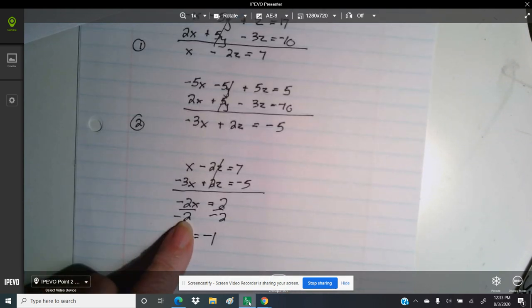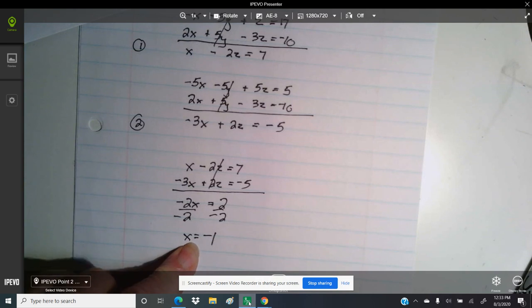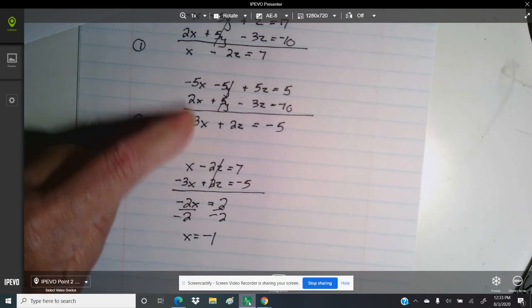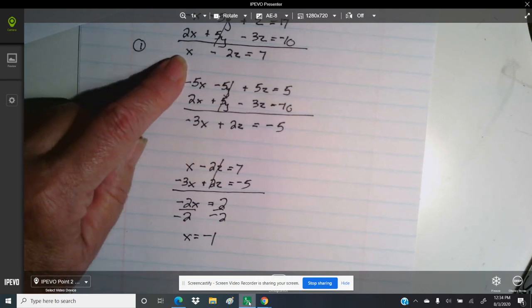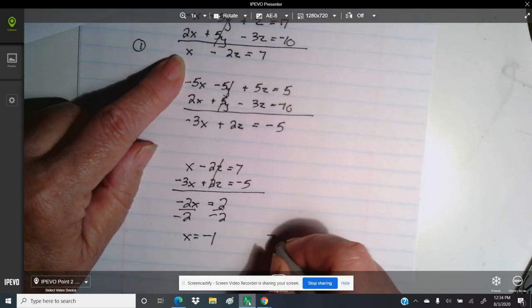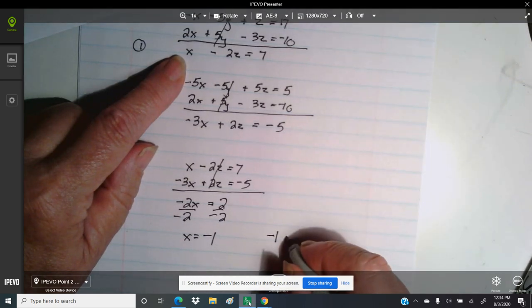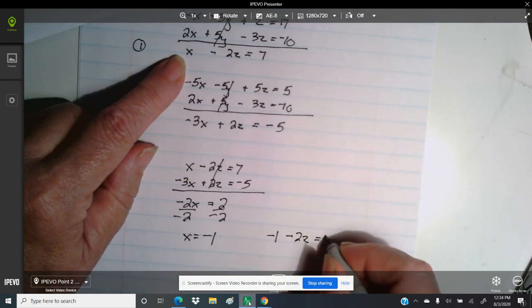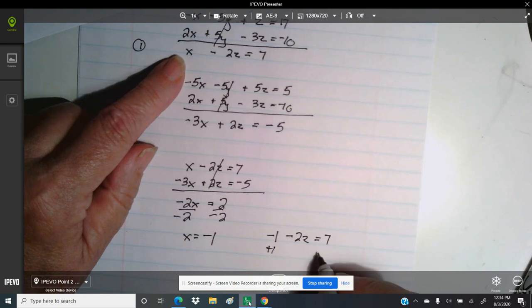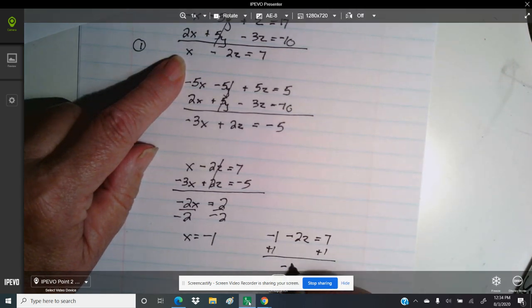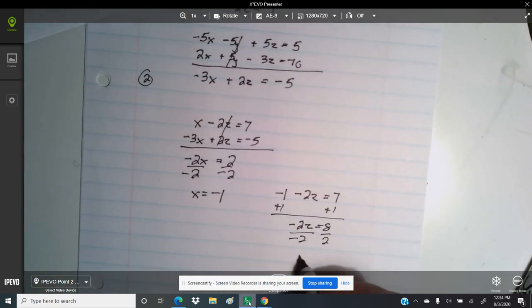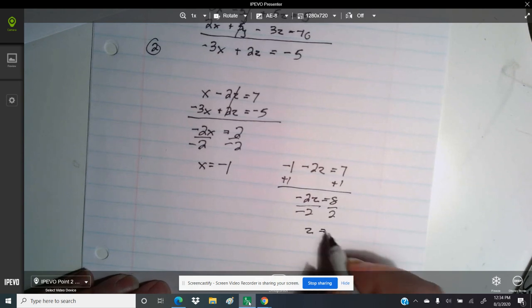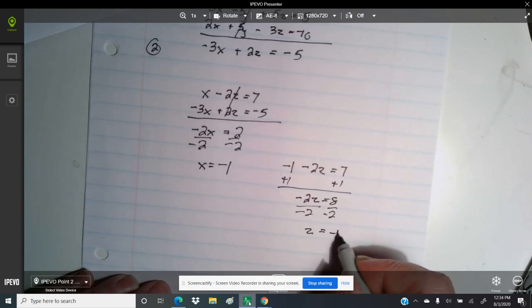Now that I know that x equals negative 1, I can substitute that negative 1 into either one of these two equations to get what my z value would be. I'm going to pick this one somewhat arbitrarily. So I'm going to have minus 1, because that's my x, minus 2z equals 7. I'm going to add 1 to both sides. I'm going to get minus 2z equals 8. You can see what I'm doing. I'm going to divide by negative 2. I'm going to get z equals, oops, this is negative 2, equals negative 4.